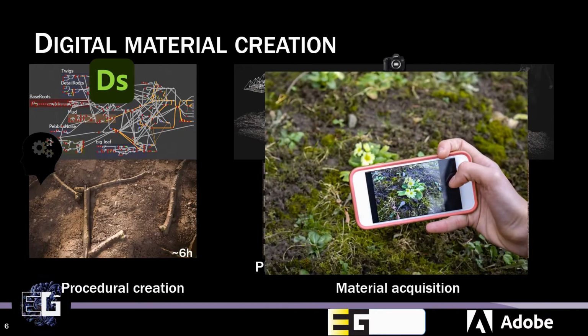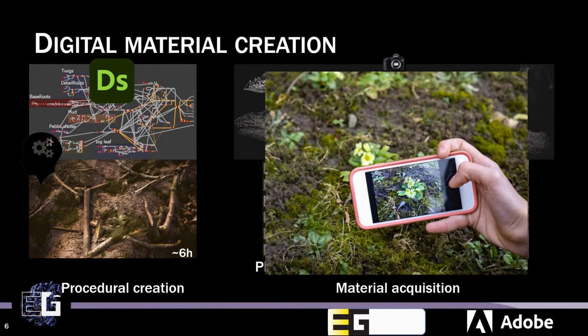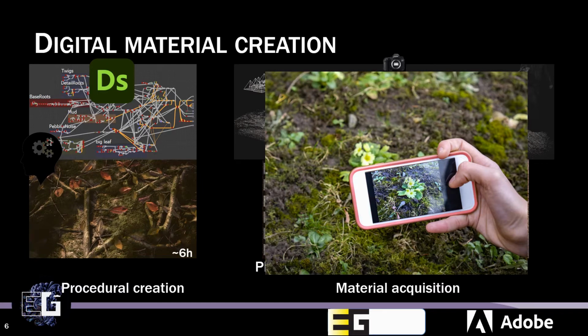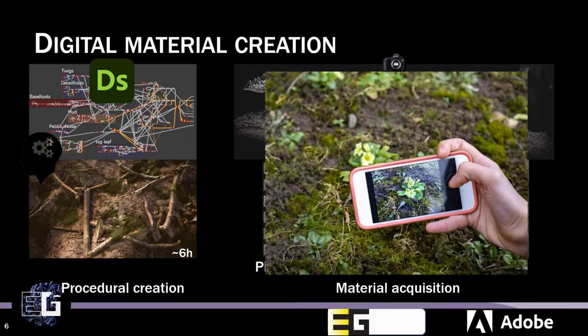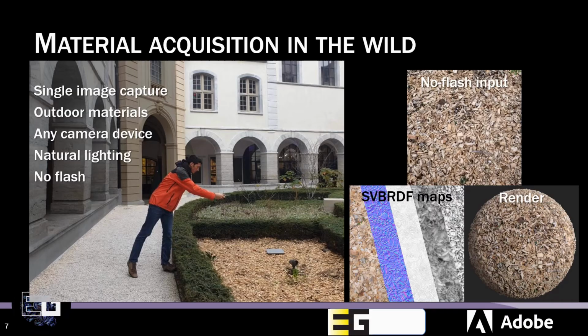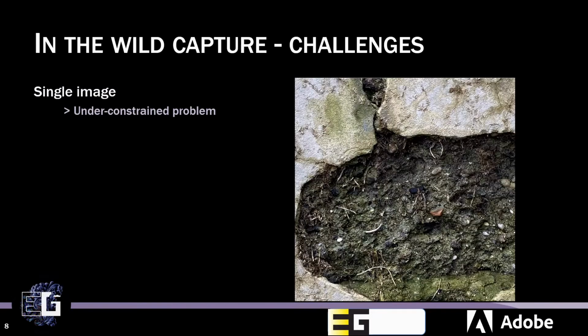So there is room for improvement in the material acquisition domain, where our challenge is to provide a good trade-off between time, cost and quality, starting from a single shot with a smartphone. Material acquisition in the wild means having a solution working with a single image, allowing to capture outdoor materials with any camera device under natural lighting without the need of the flashlight. There are several challenges behind this.